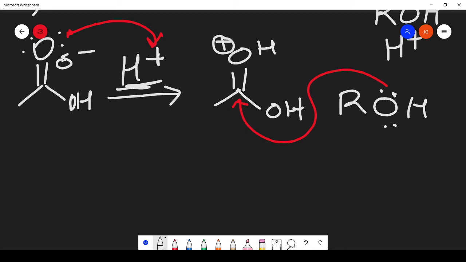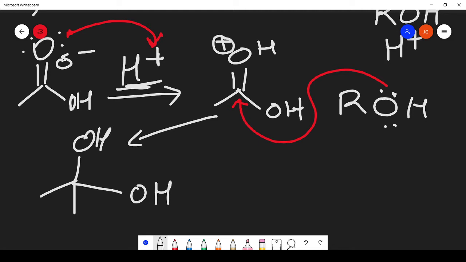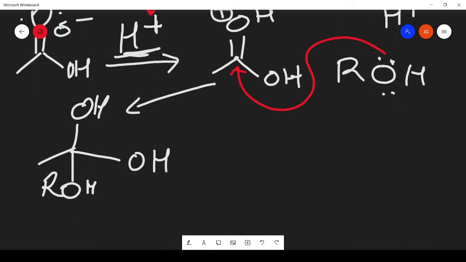Yeah, a lot of carbons, carboxyls, carbonyls, a lot of words that sound very similar to each other in this subject. And so what we're going to get is ROH bonded to this tetrahedral carbonyl. Now this is tetrahedral. Before it was not in the tetrahedral geometry. Now it is. It's bonded to 4 different things.